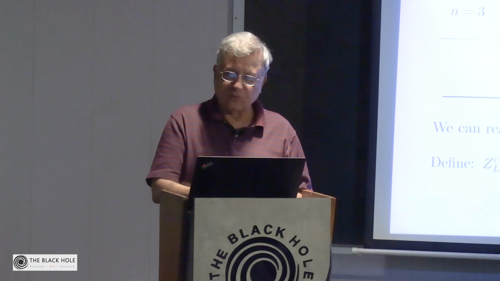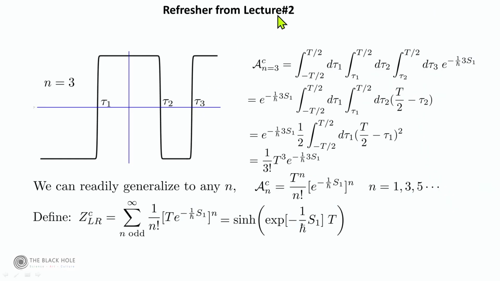Okay, so once again, to remind you from lecture number 2, suppose you have 3 instantons. You start from minus a, you go to plus a, after a while you come back to minus a, and then you go to plus a again. So 3 times you've crossed the axis. 1, 2, 3. 3 instantons. And the second instanton has to come after the first, the third has to come after the second, hence this order of integration.